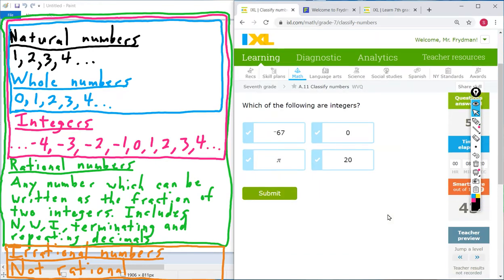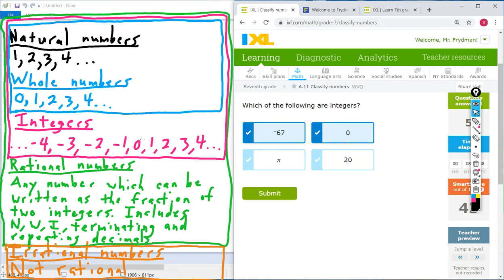Which of the following are integers? Again, the integers are -1, -2, -3, -4, and so on, and 0, 1, 2, 3, 4, 5, 6, 7, and so on. This would be an integer. If I were to count to the left far enough, eventually I would get to -67.